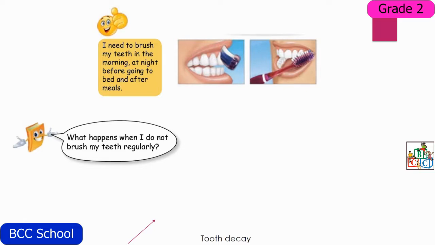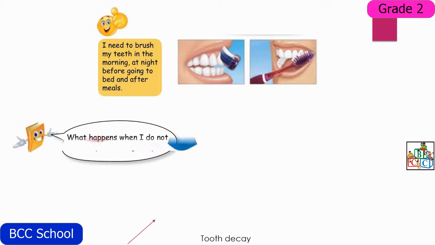Now, what happens if you do not brush your teeth regularly? What happens if you don't brush your teeth? You won't feel okay. Yes or no? It's very important to brush your teeth every morning, yes or no? So that our mouth does not smell. Yes or no? We have a clean mouth. Yes or no? Now, what will happen if you don't brush your teeth? What will happen to it?